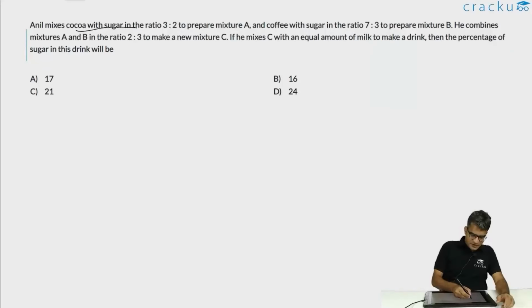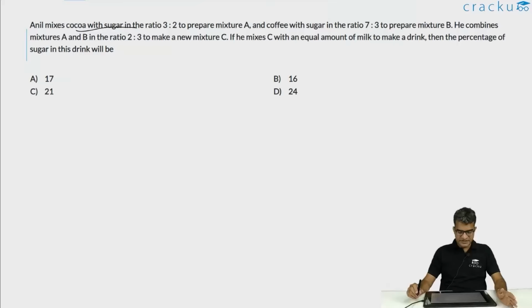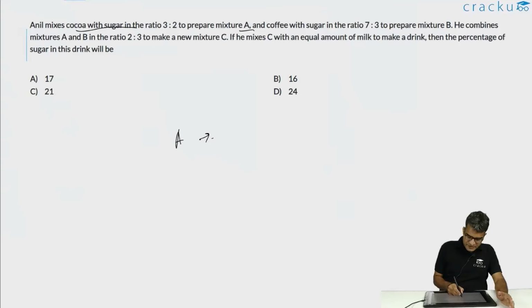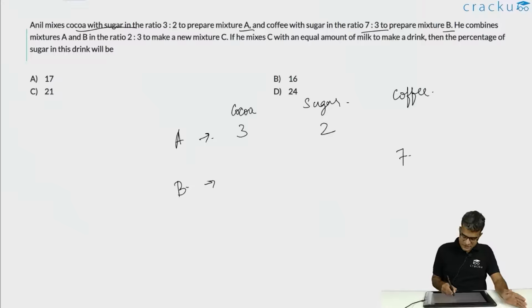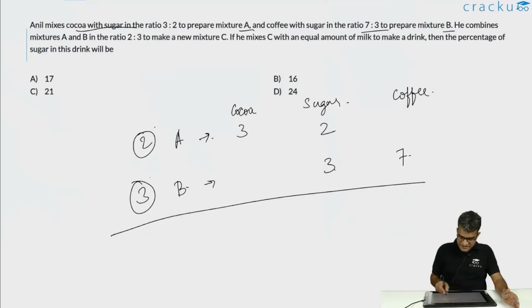In this question, we are told that Anil mixes cocoa with sugar in the ratio of 3:2 to prepare a mixture A. So in mixture A, he has cocoa and sugar. They are mixed in the ratio of 3:2. And coffee and sugar is mixed in the ratio of 7:3 to prepare mixture B. So in mixture B, he doesn't have cocoa, but he has coffee. And coffee and sugar are mixed in the ratio of 7:3. Now he combines A and B in the ratio 2:3. So A he has 2 and B he has 3 to get a mixture C.